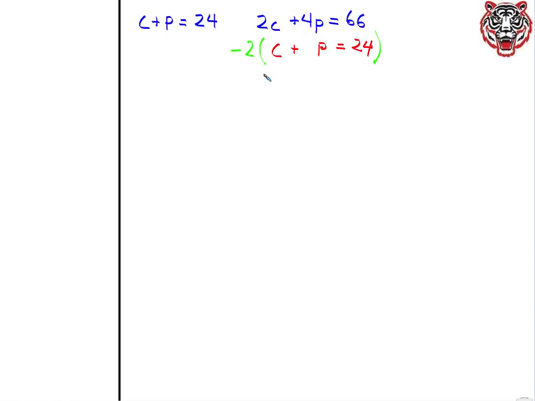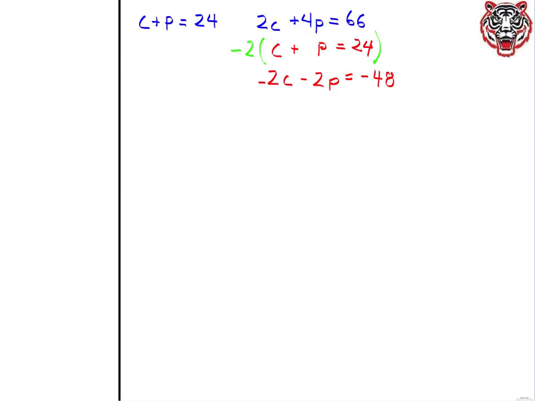This new equation in red: -2 times C is going to be -2C. -2 times P is going to be -2P. -2 times 24 is -48. Sorry, I'm doing addition.